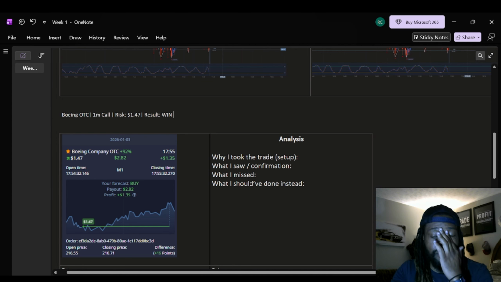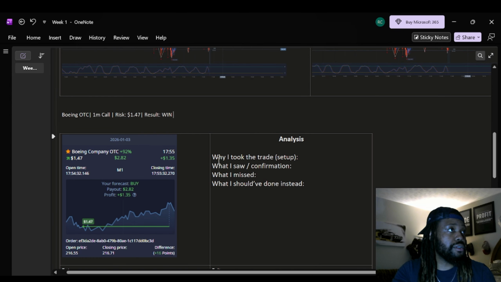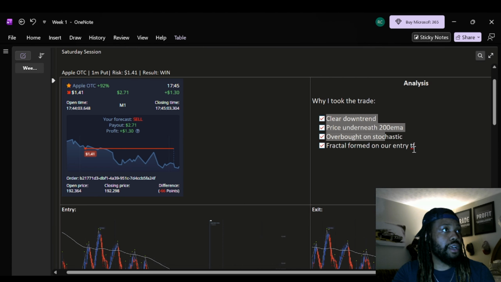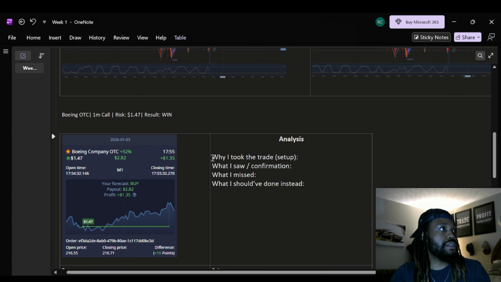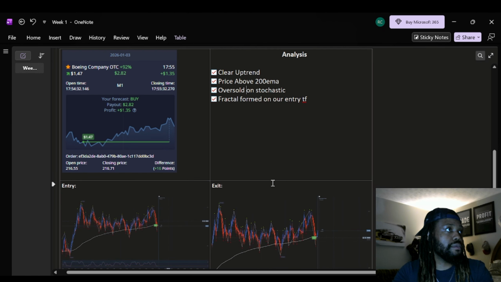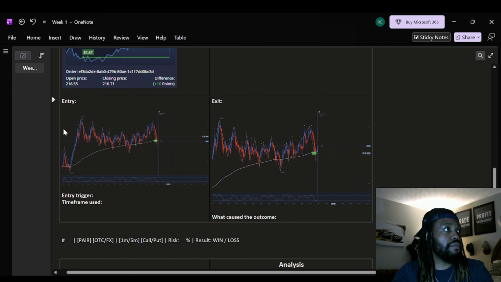Now I'm not gonna win every trade, but it's very imperative to journal your trades. That's something that I didn't do last year. So I'm gonna just copy this and edit it. My analysis: it was a clear uptrend. Price above 200 EMA, oversold on stochastic, fractal formed on our entry time frame. All confluences checked off. Price was literally tapping the 200, but it was basically above.